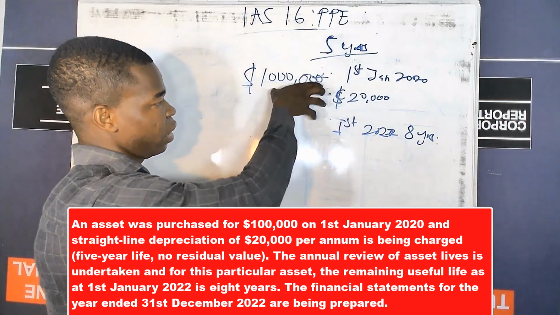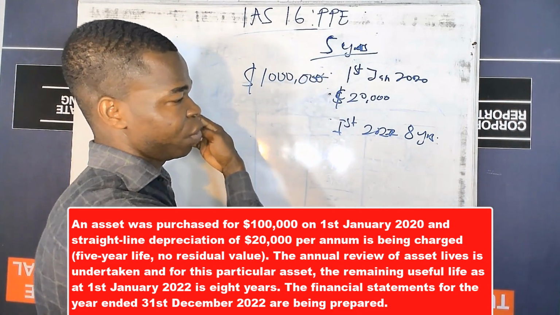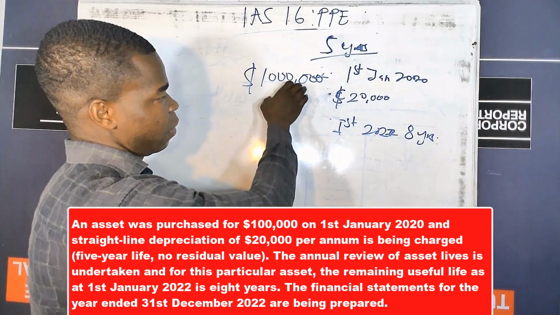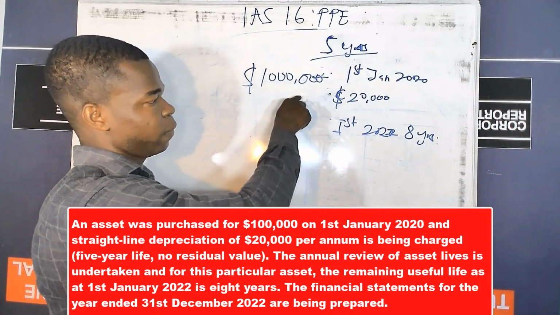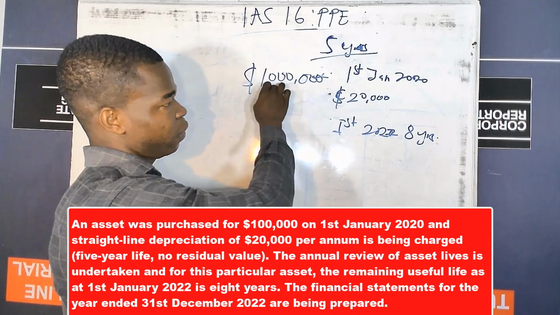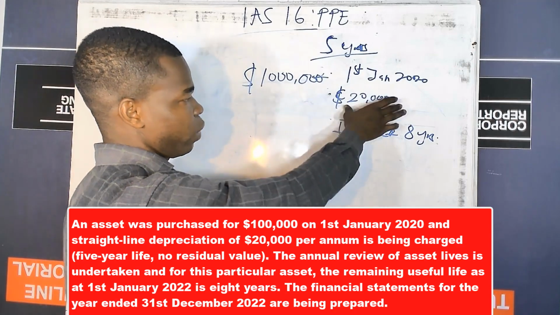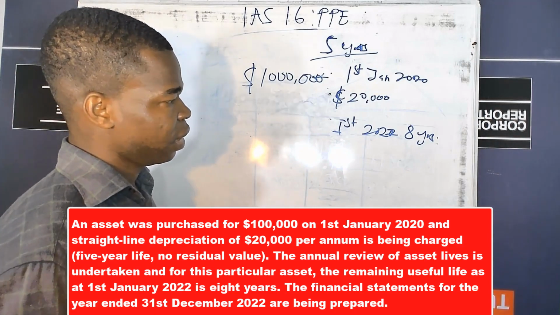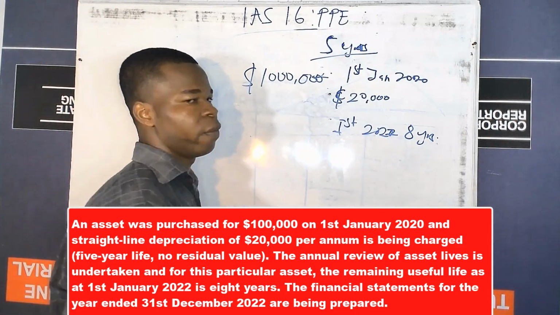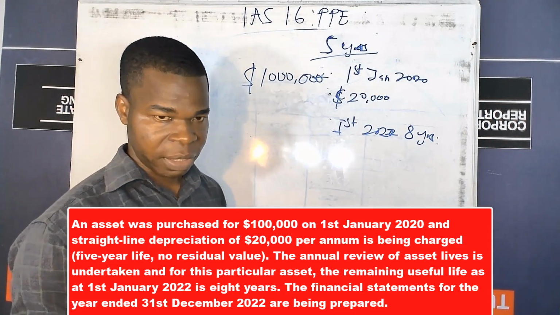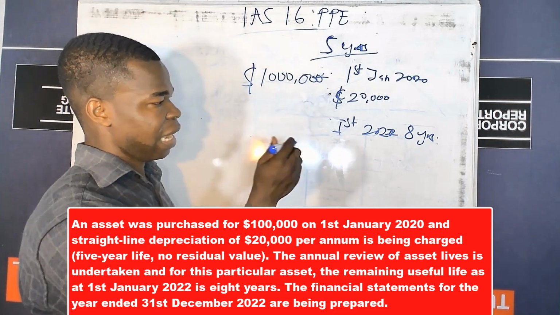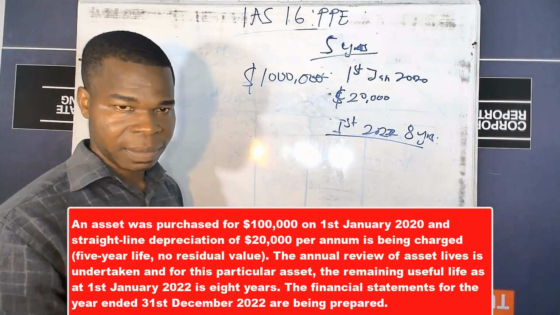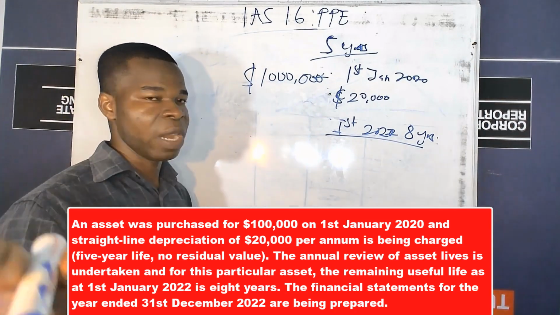So initially they acquired the asset on 1st January 2020, and this is the depreciation for each year. So it was probably going to last for 5 years, because if you divide the cost by 5, you get the 20,000. If that happens, how are you going to account for this review of the useful life? It's very simple. Now, at the date of the review, what is the carrying amount of the asset?